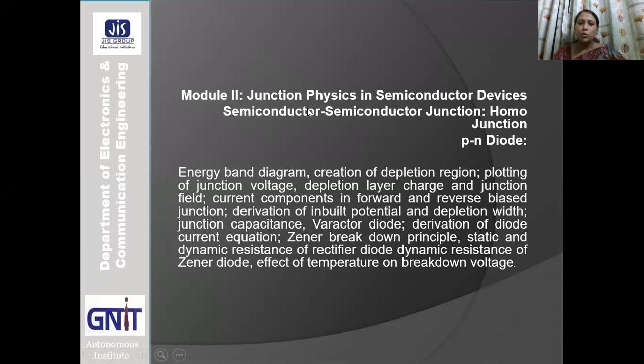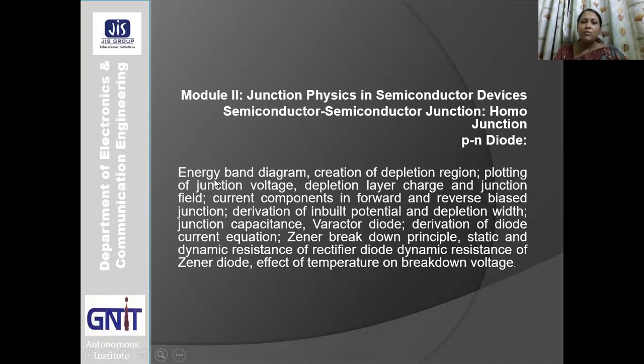This is Module 2, Junction Physics in Semiconductor Devices. In this module, there are actually three parts. First part is semiconductor junction, that is homojunction. And the first section is PN junction diode.